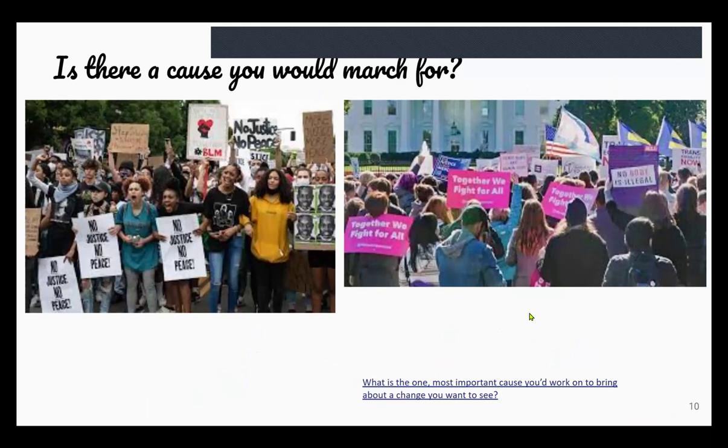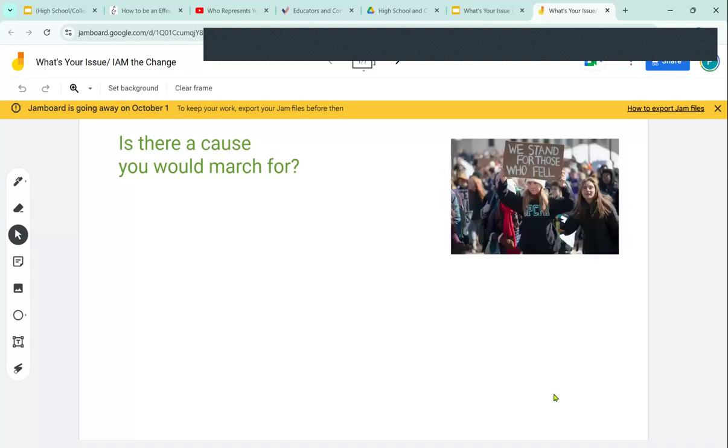Is there a cause that you would march for? And I'm going to hope that this works now. This is the Jamboard. It looks just like the whiteboard that Ray brought up for us before. And if you look down the left-hand side, you'll see that there are a number of icons. There's a pen, an eraser, a pointer, a sticky note. You can add an image to the screen. You can make a circle. You can put in a text box, and then you can just use a laser pointer.